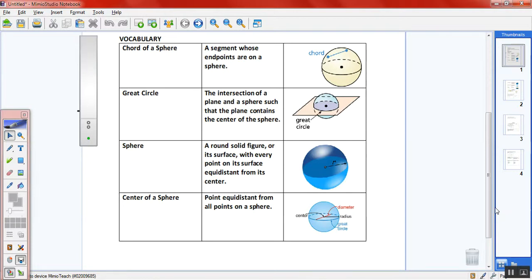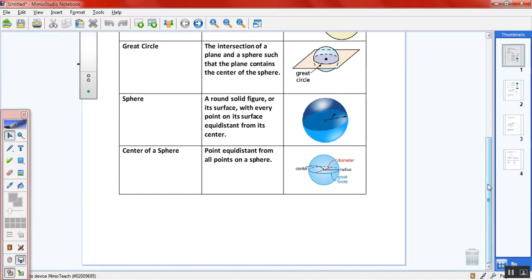The great circle is the intersection of a plane or a flat surface and a sphere such that the plane contains the what? Okay, so it's basically going to go through the sphere and make the widest circle possible. Okay? You know what a sphere is? It's a solid round figure or its surface with every point on its surface equidistant from the center. What's true about every point on a sphere from my center right here? Yep, it's going to be equal out there.